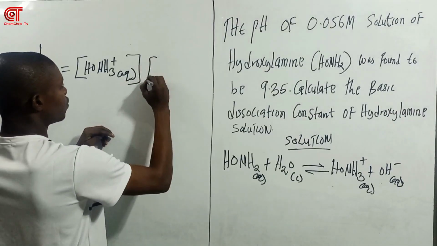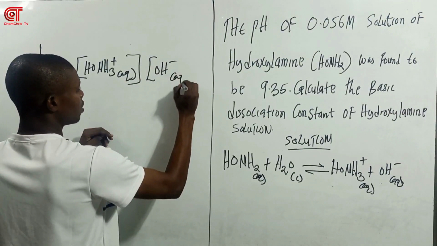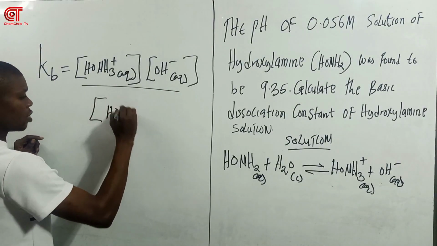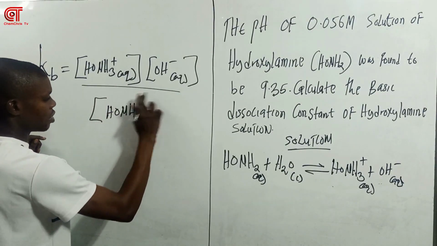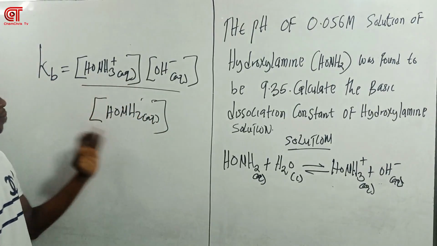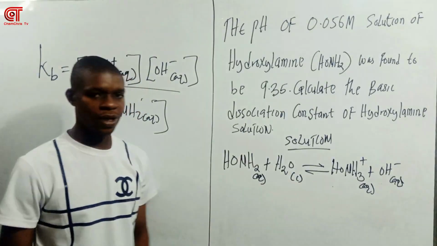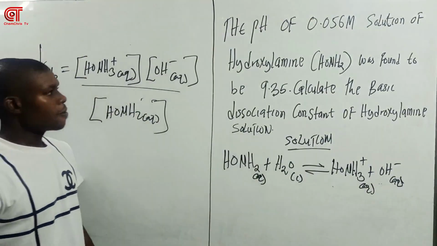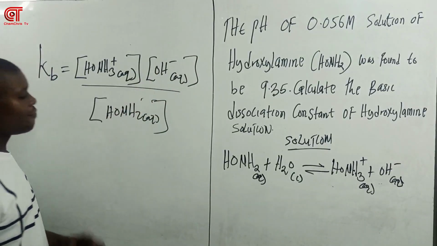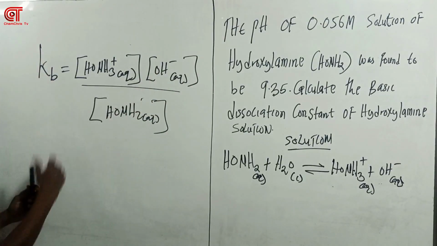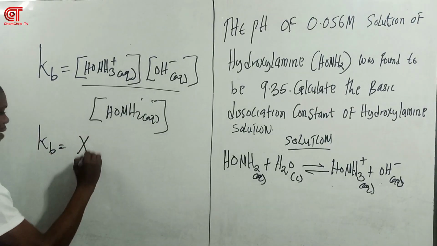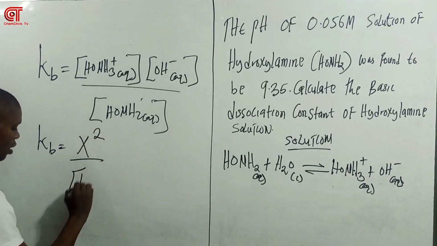Then we have OH minus aqueous over H, and we have this one here, aqueous. Remember, when writing this expression here, you don't use liquid. So this is what you are going to make use of. Now, I gave you a formula: whenever I want to solve this question, KB equals to what? S square over H.